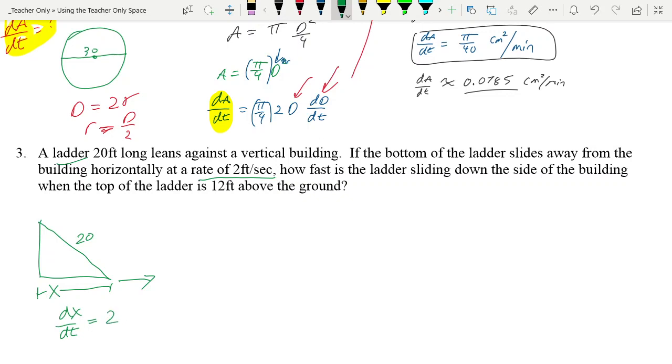Great. Now, is that a positive 2 or a negative 2? Well, that value of x, if that ladder were to slide out further, that x would get longer, so therefore it's a positive change. It's getting bigger.